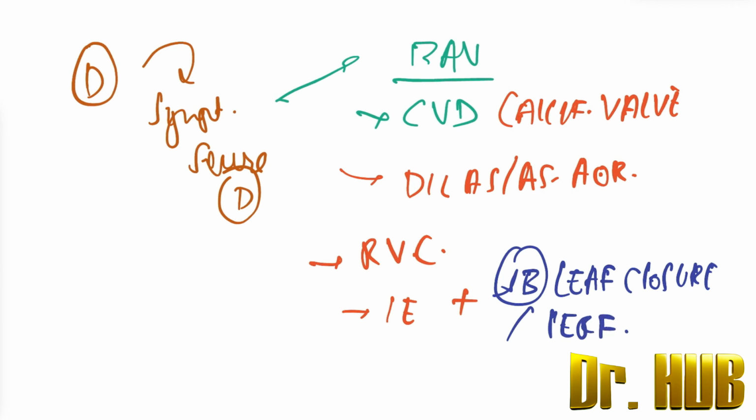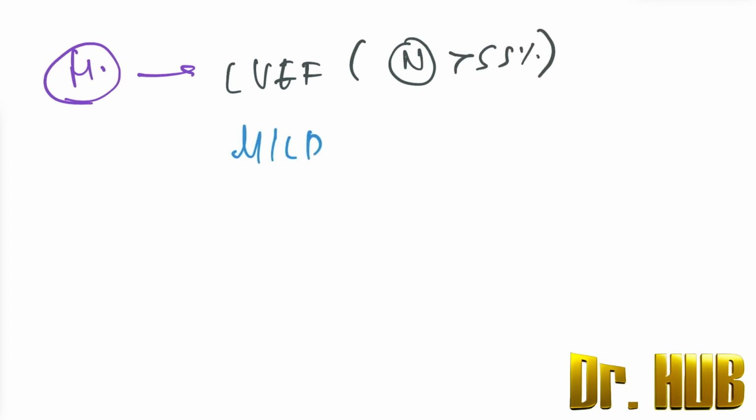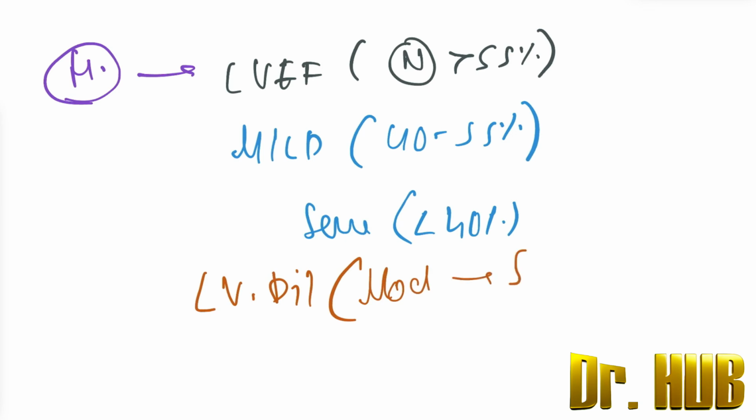Now, what are the hemodynamic changes associated with this stage? It includes the LVEF, which may be normal, meaning greater than 55%. Then comes mild, meaning about 40 to 55%. Then comes severe, meaning less than 40%. Next, left ventricular dilation is moderate to severe.